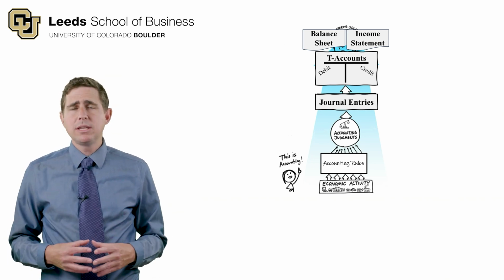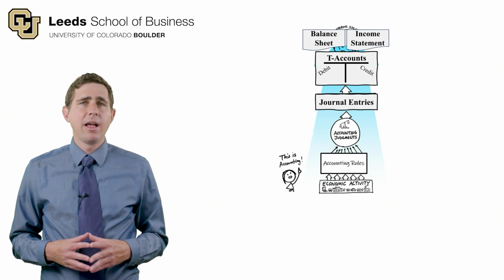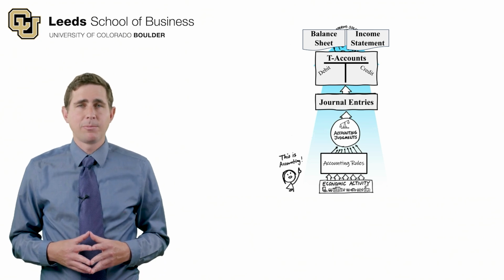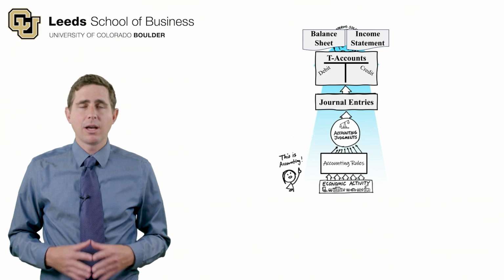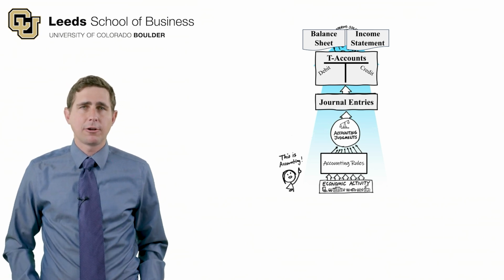And so when you see the balance sheet and income statement at the top, that is just a reflection of the T accounts, which contain the journal entries, which are tracking the economic activities of the firm. And so that's the accounting cycle.